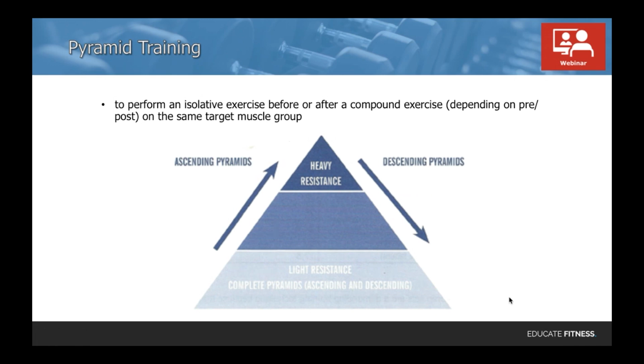What I will be explaining now is the 3 different types of pyramid training. Let's start with the left-hand side. I hope you can see my cursor spinning around. We will talk about ascending pyramids. Why it's called ascending is we're going to go up the triangle or up the pyramid. We are going to go up in weight. So see, the bottom part here is light resistance and the top pyramid here is heavy resistance.